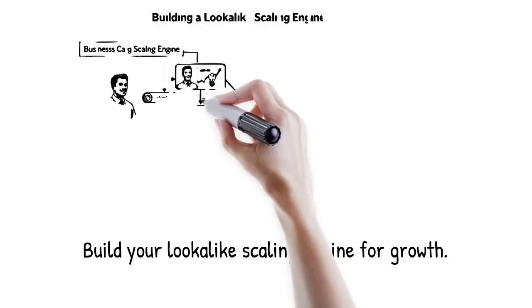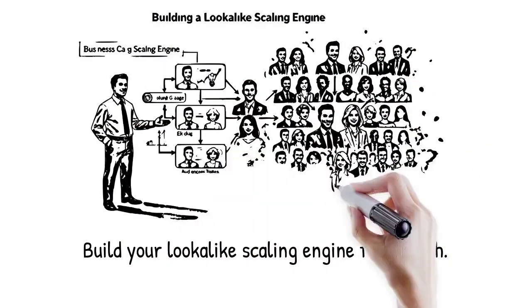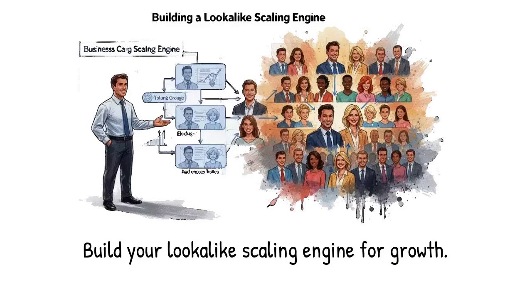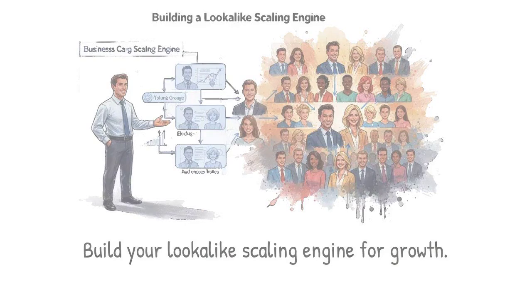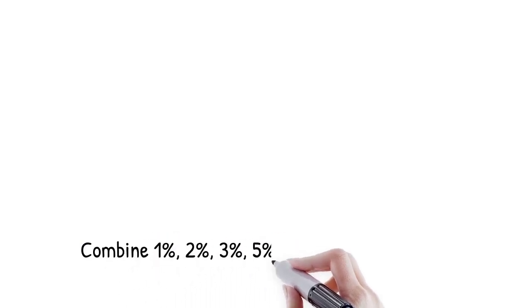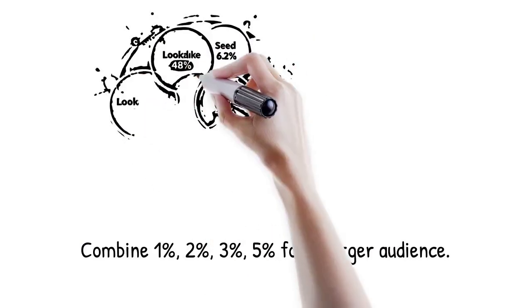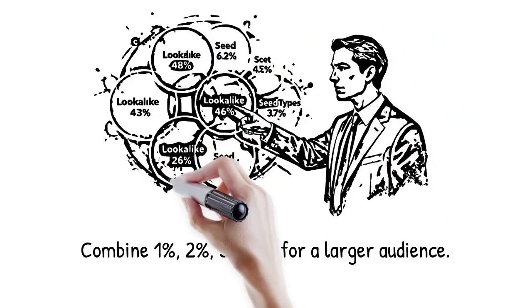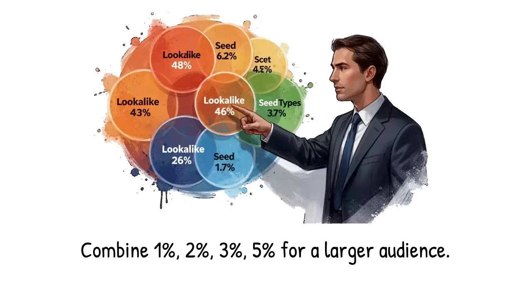What is lookalike stacking? Lookalike stacking means combining multiple lookalike audiences into a single ad set to create a bigger, more stable, more scalable cold audience. Instead of targeting only a 1% lookalike, you combine 1%, 2%, 3%, 5%, or even multiple seed types: purchasers LAL, add to cart LAL, video viewers LAL, website visitors LAL. Stacking gives the algorithm more room to optimize while keeping quality high.